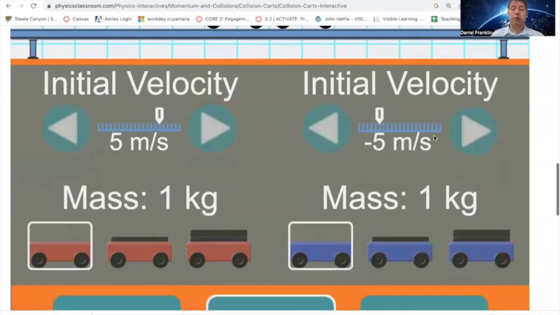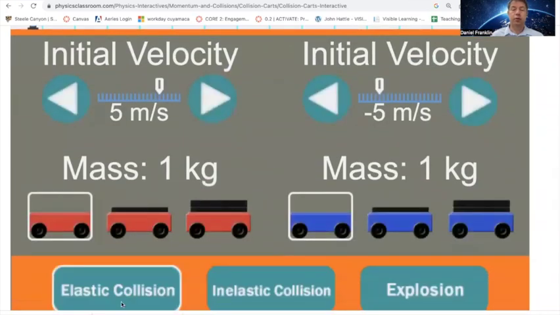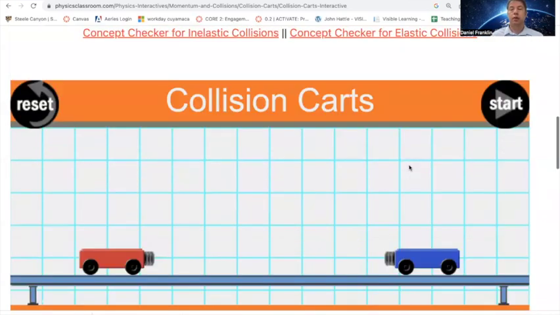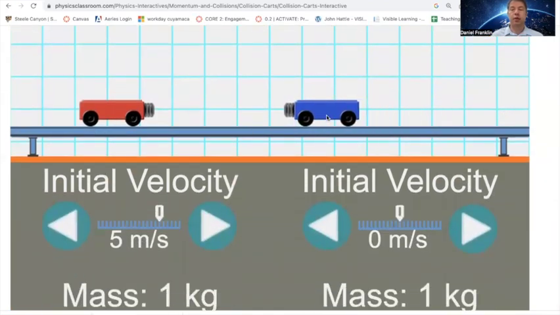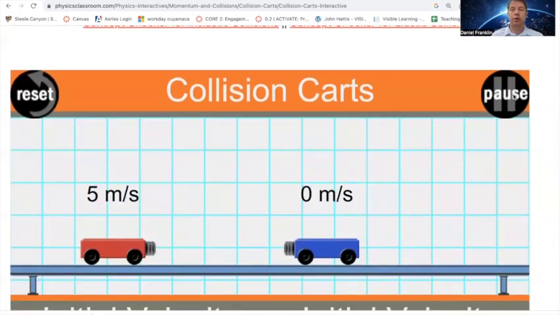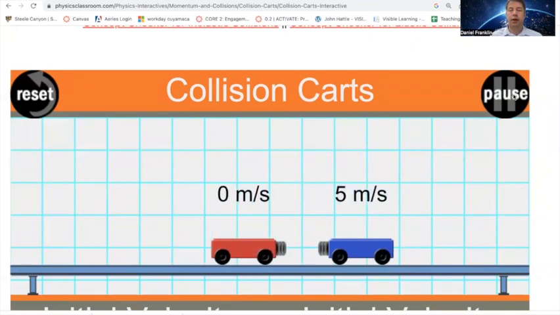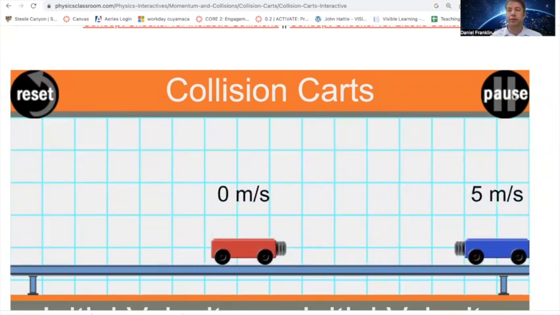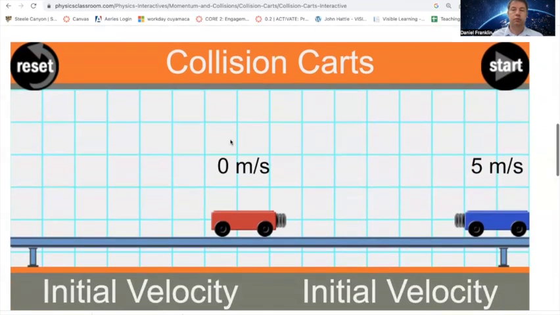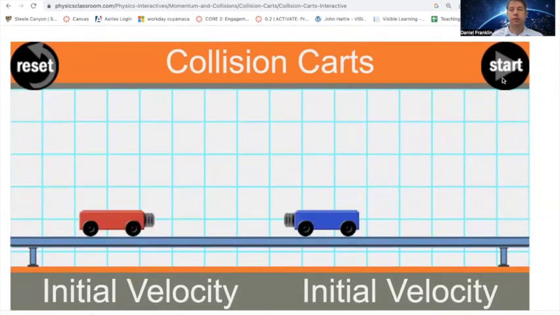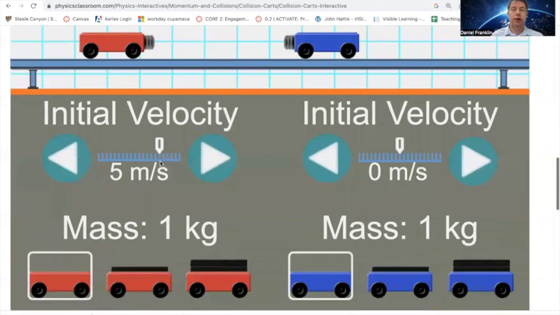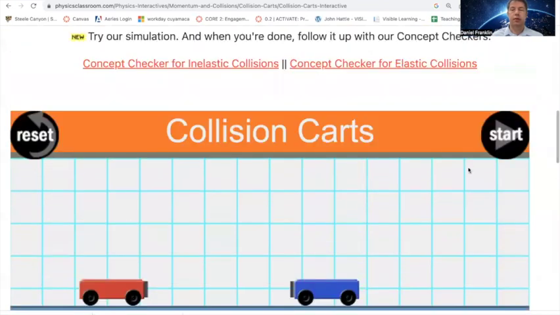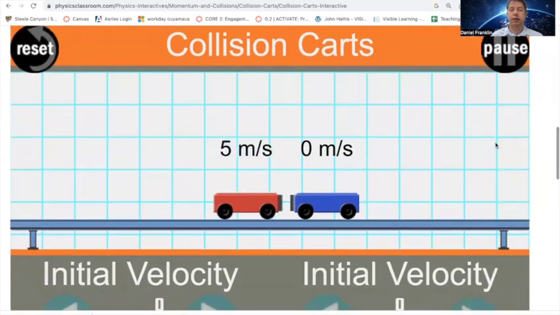Okay, so now let's do one that's stationary. This one's going to move, this one's going to be still. So here we go, we're going to play. Got 5 meters per second, they collide, and they're going to switch places. Okay, now if that's inelastic, you might get something like this.